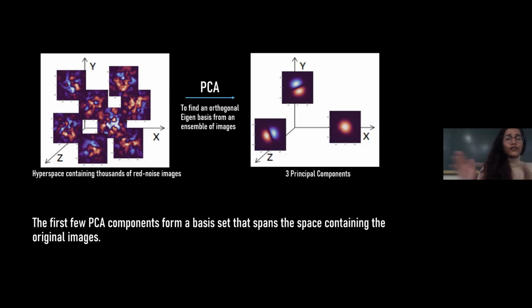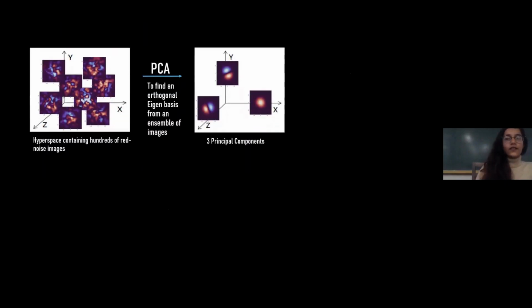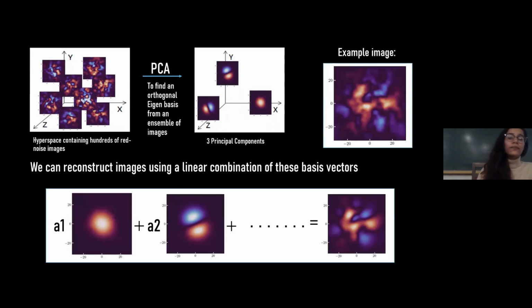Just like that, if I just take the first few PCA components and make a linear combination, I can essentially represent every image in the original sample. An example of that is, if this is my image from my hyperspace, I can project this onto my basis vectors, get its corresponding amplitudes, and then take a linear combination. And this is my resulting reconstruction.